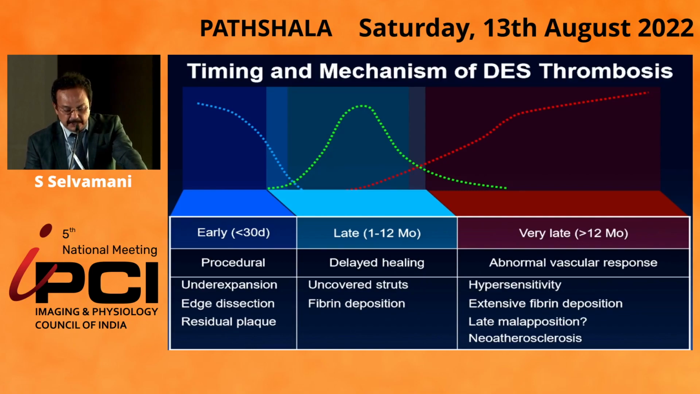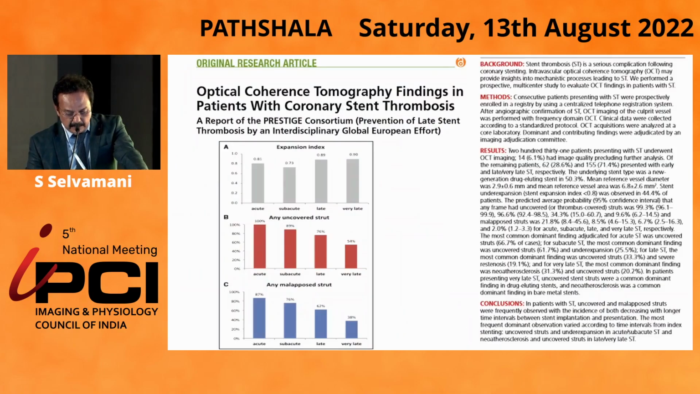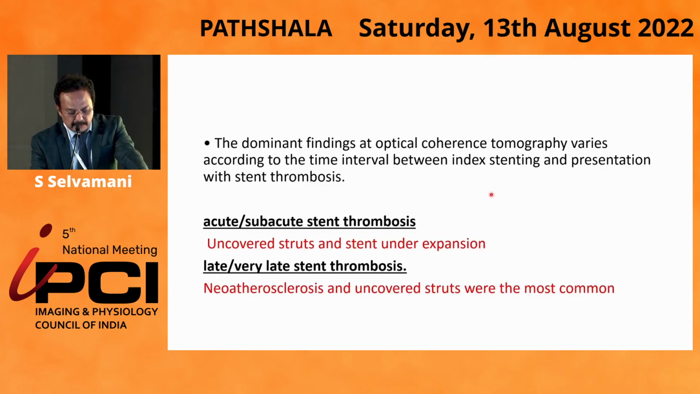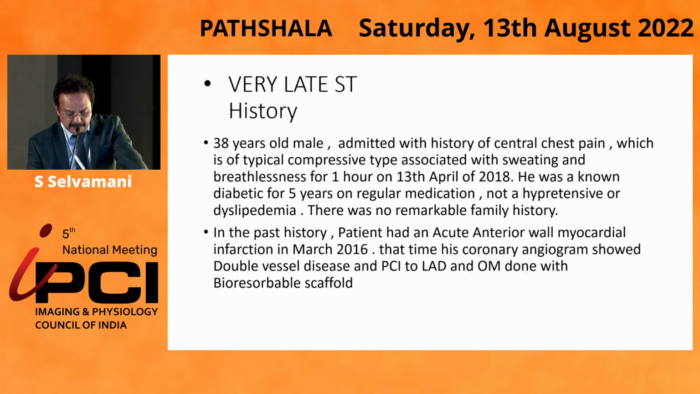And he has dealt with all this, causes of stent thrombosis, early, late, and very late. We are all familiar. And these are the trials which have shown the main reasons for stent thrombosis: residual stenosis, stent edge dissection, tissue prolapse. And coming to stent thrombosis, very important, it is acute and late. So this is basically a late stent thrombosis that Singhvi showed. And the most important causes are neoatherosclerosis, uncovered stent, and probably hypersensitivity. These are some of the important reasons. As Dr. Sheth said, probably if you deploy the stent properly, your late complications will be less.